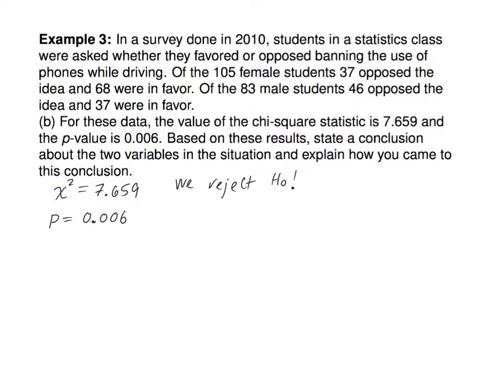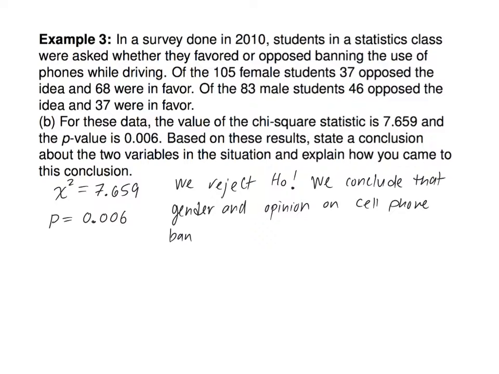So, in this context, we conclude that gender and opinion on said cell phone ban are related. Does that make sense? You say, okay, well, gosh, if H naught were true, it's ridiculously unlikely we'd see numbers that are this different. Therefore, H naught must have been false. That's the logic you're using here.